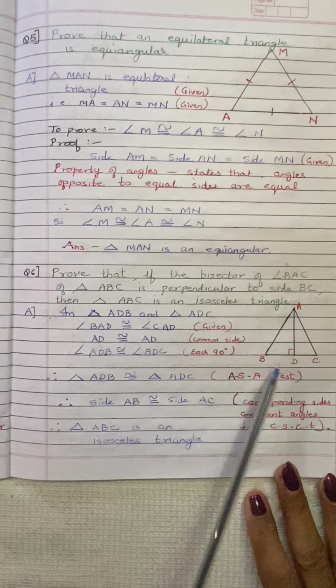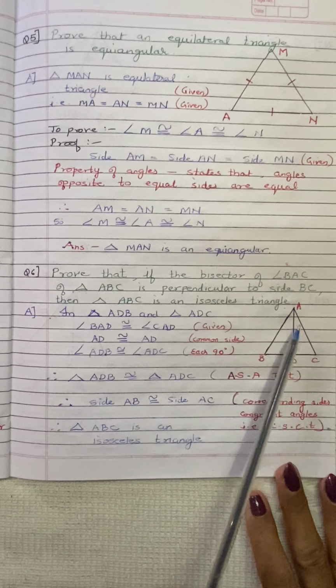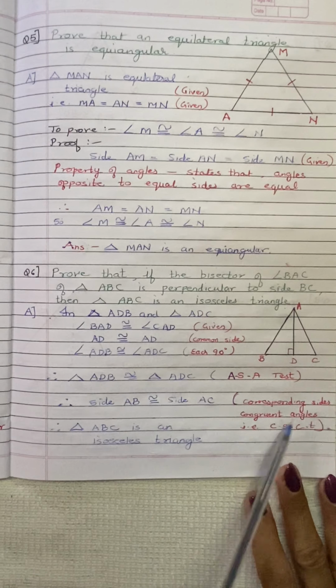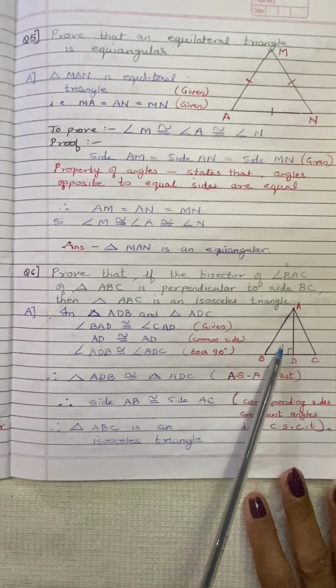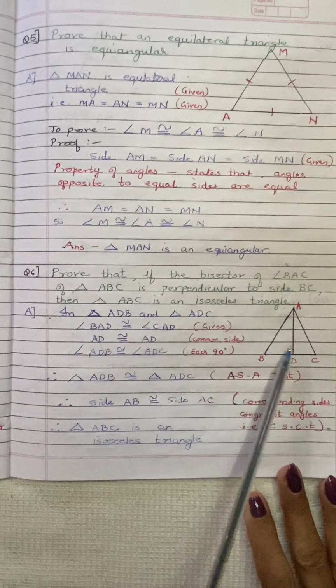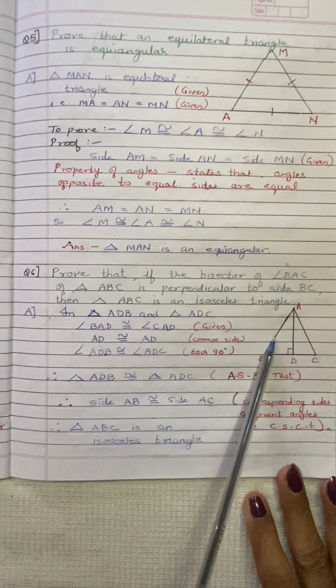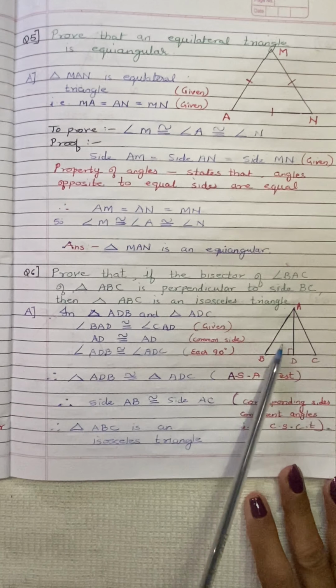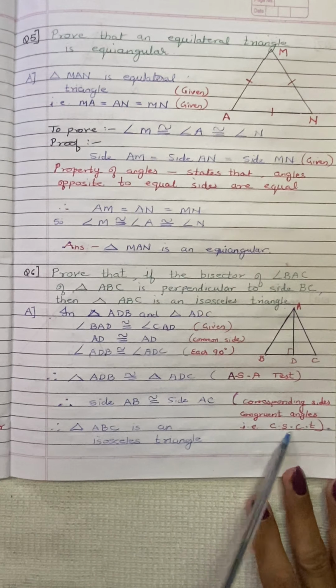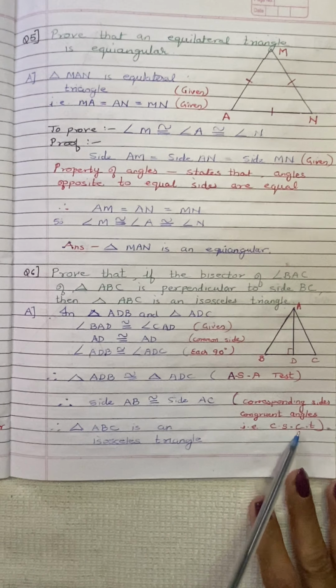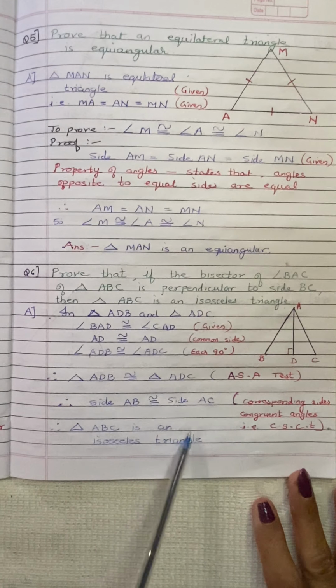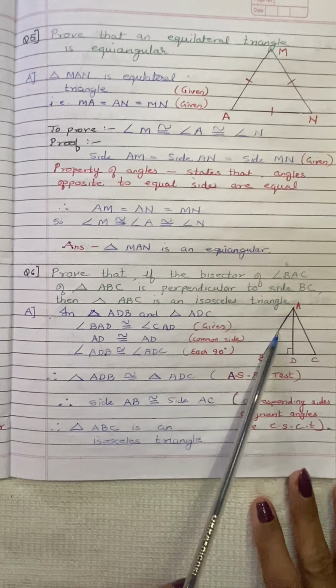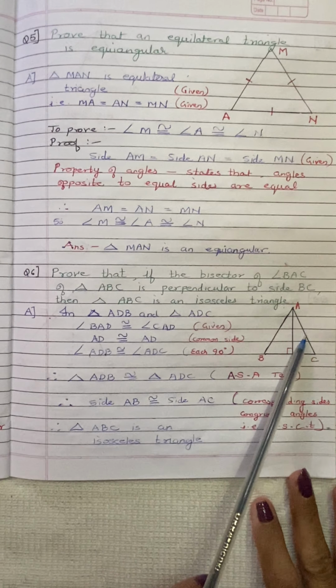So side AB is congruent to side AC, corresponding sides of congruent triangles. Now when we talk about these two triangles, these are the corresponding sides. We proved that these two triangles are congruent, so in short we can write CSCT. Therefore triangle ABC is an isosceles triangle because we proved that this side is equal to this side.